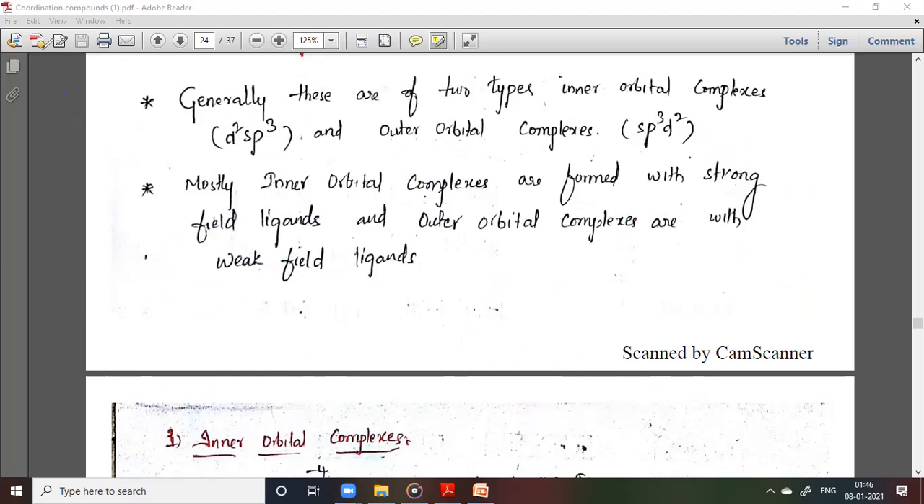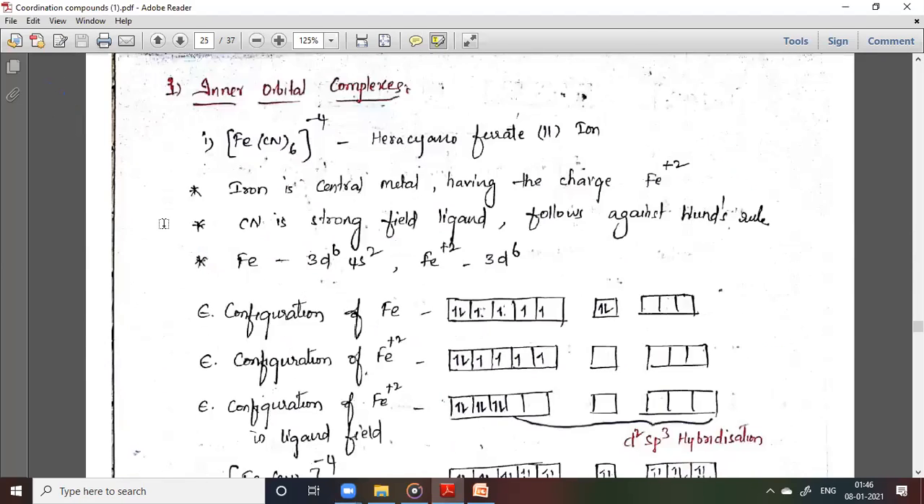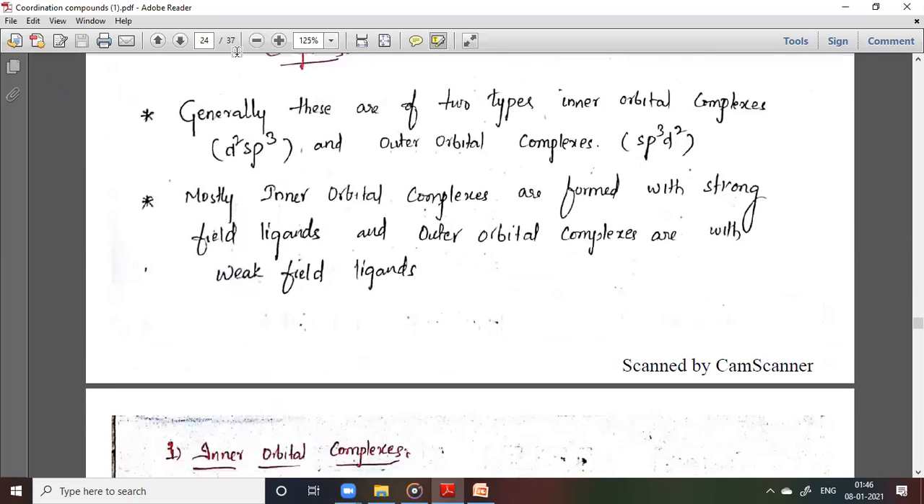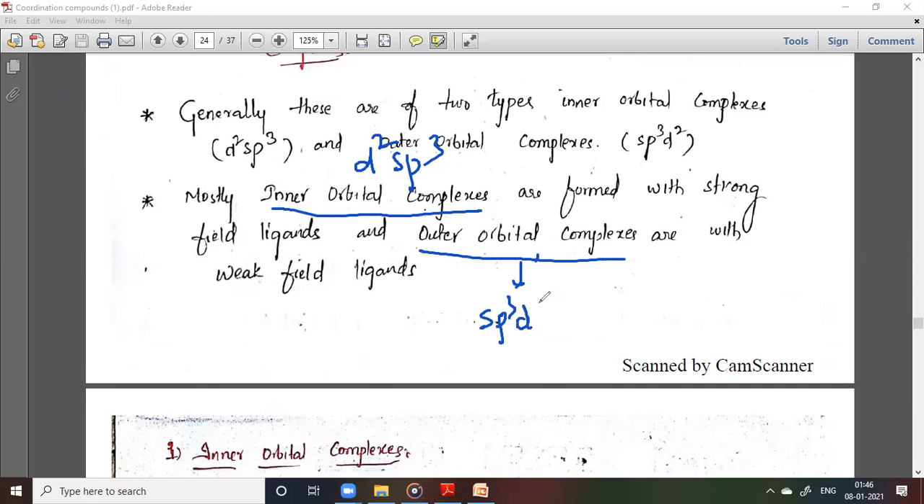So now I have already written these two things here. I have written inner orbital and outer orbital; both complexes are different. Inner orbital complexes are nothing but d2sp3. How it is d2sp3 you can easily understand later on. And this is outer, meaning sp3d2. And remember this point: mostly the inner orbital complexes are formed by strong field ligands and outer orbital complexes are formed by weak field ligands.